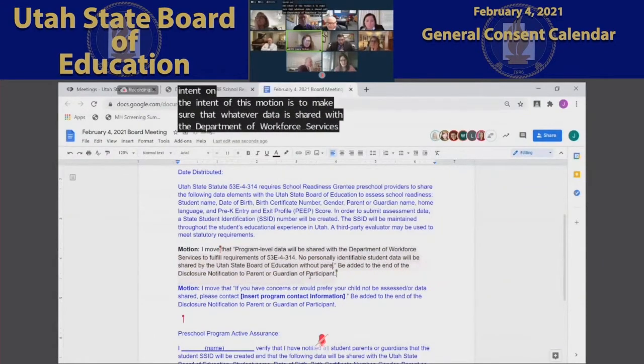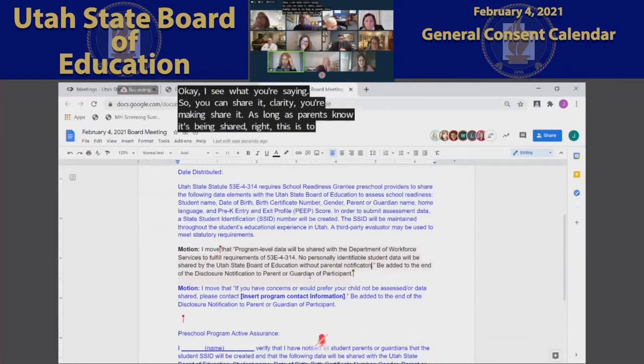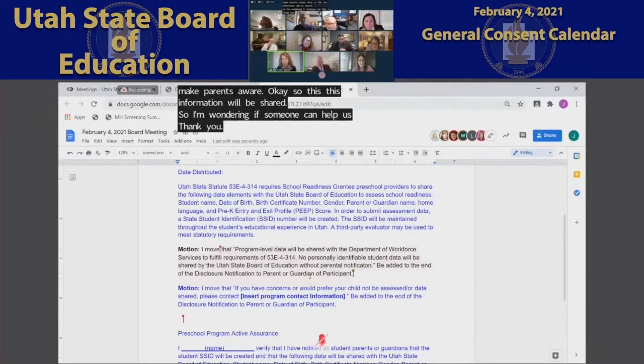I'm wondering if someone can help us. Thank you. Okay. Vice Chair Davis? Yeah. I just was wondering, since there's a law that's referenced, is the motion needed? Maybe this is a policy question for one of our policy experts, but is the motion needed if it's already the law?